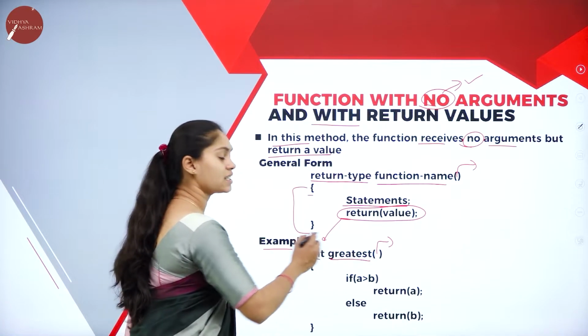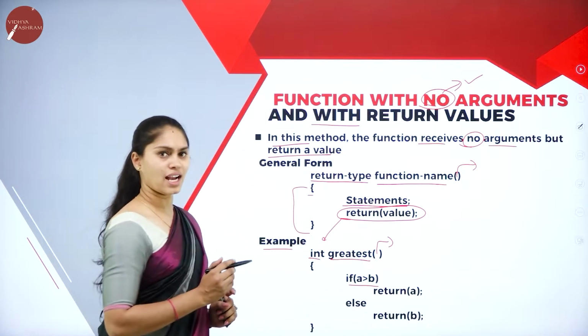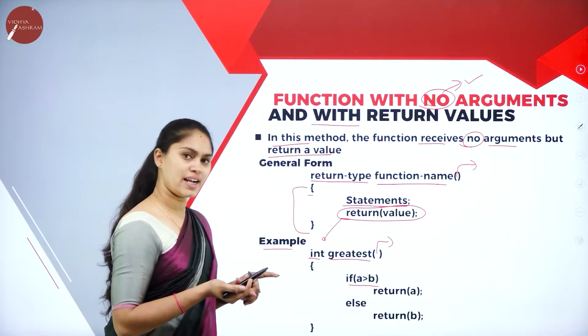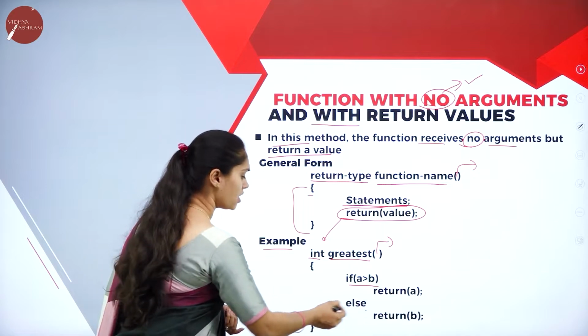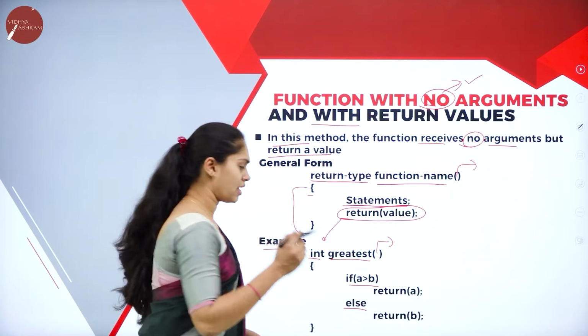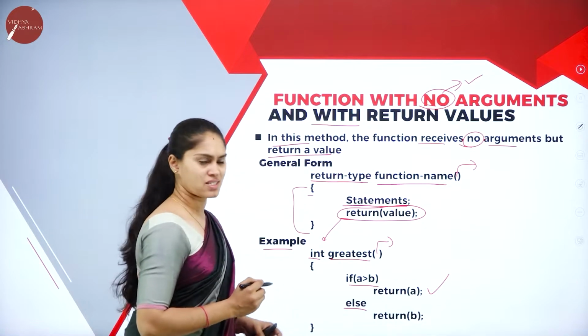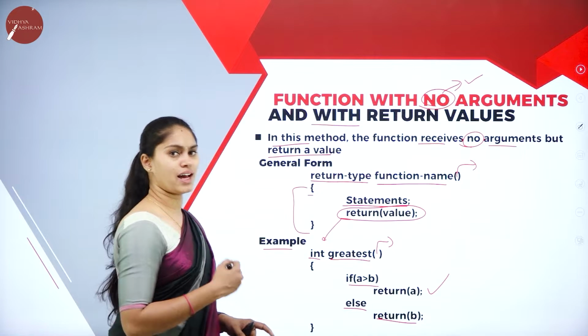So int greatest is the function name. Within that, I have a condition: if A is greater than B. Already we have discussed how the if-else statement works, right? So I have an if-else statement. If this condition is true, then the if part will take place. If not, it will come to the else part, and then it will return the value of B.